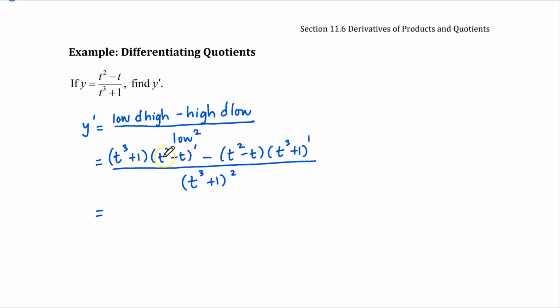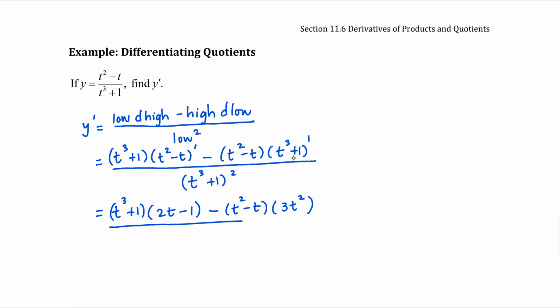Then let's perform the derivative here. So we have t cubed plus 1 times the derivative of t squared is 2t, and the derivative of t is 1, minus, copy this factor, t squared minus t times the derivative of this. Derivative of t cubed is 3t squared, and the derivative of 1 is 0, divided by the square of the denominator. Okay, and then we'll leave our answer like this.